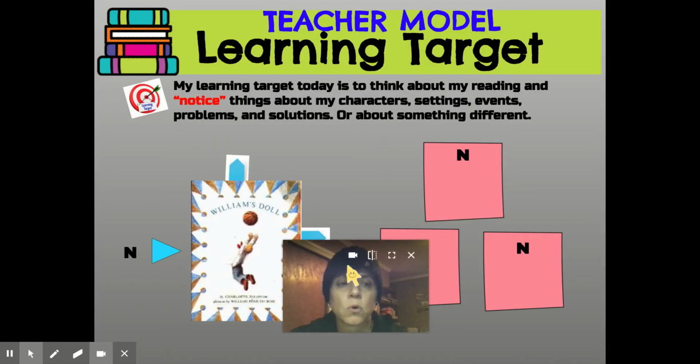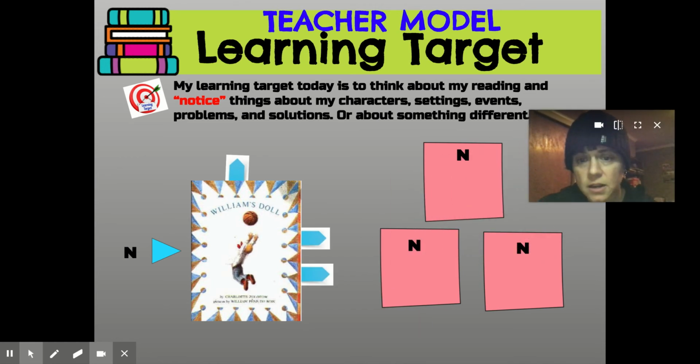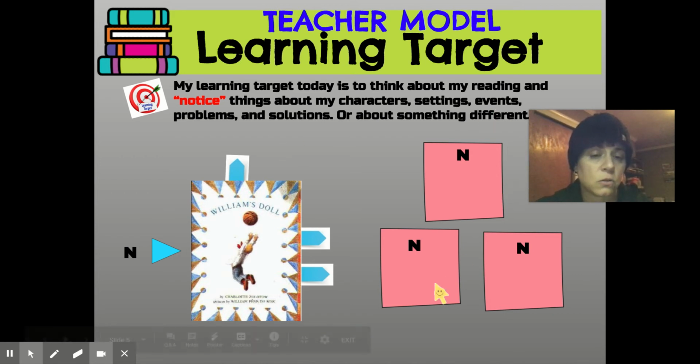So I am going to show you an example from our book of the day today, which is William's Doll. So with William's Doll, the learning target was going to mark and notice things about the character, setting, events, problems, solutions, or something different. So here are the 3 Post-its labeled with the letter N. Notice where the N is written. The N is written at the top of each Post-it because you still want to have space to jot something down on your Post-it.